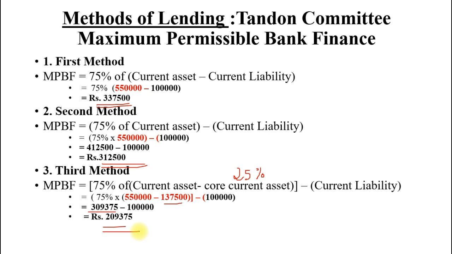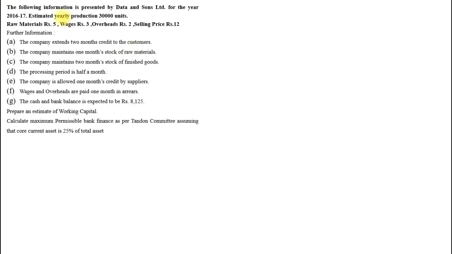Okay, this was the very first sum. Now, let us take another sum to understand how you need to solve working capital. The following information is presented by Data and Sun Limited for the year ending 31st 2016-17. Estimated yearly production is 30,000 units. Material was 5 rupees, wages 3 rupees, overheads 2 rupees, selling price 12 rupees. And then they are giving you adjustments, all based on months.